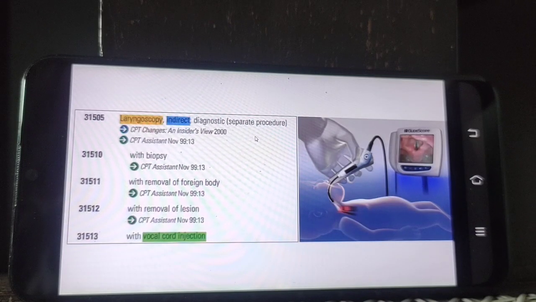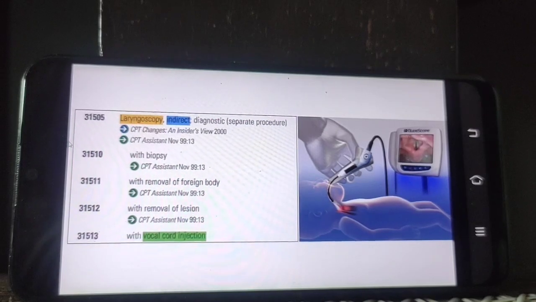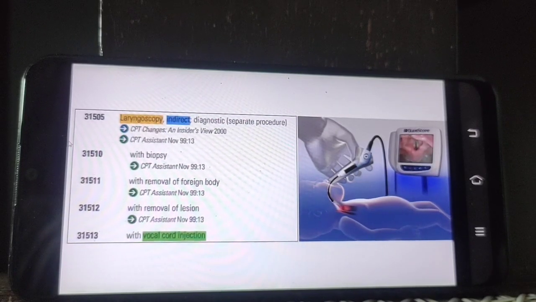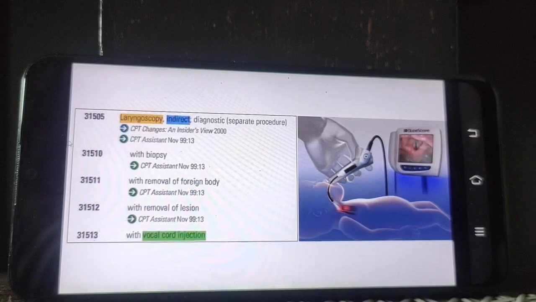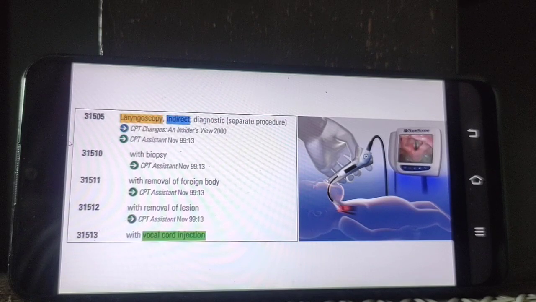Then what is the procedure? 31505, laryngoscopy for indirect. What is the usage? Diagnostic. For diagnostic, that means doctors use that scopy to find out the patient's problem. For diagnostic, 505.